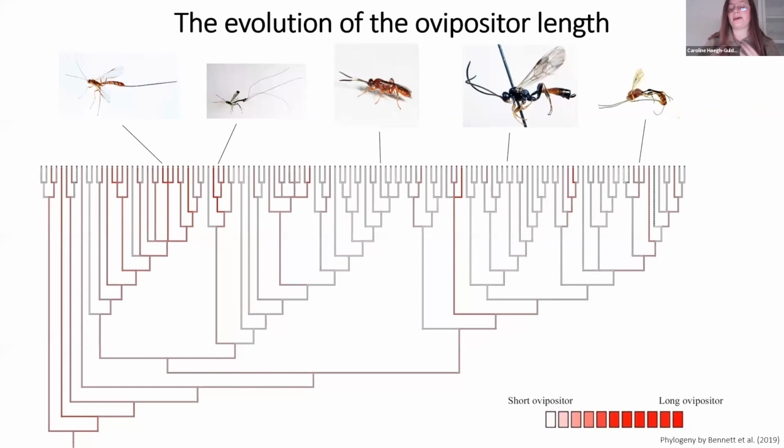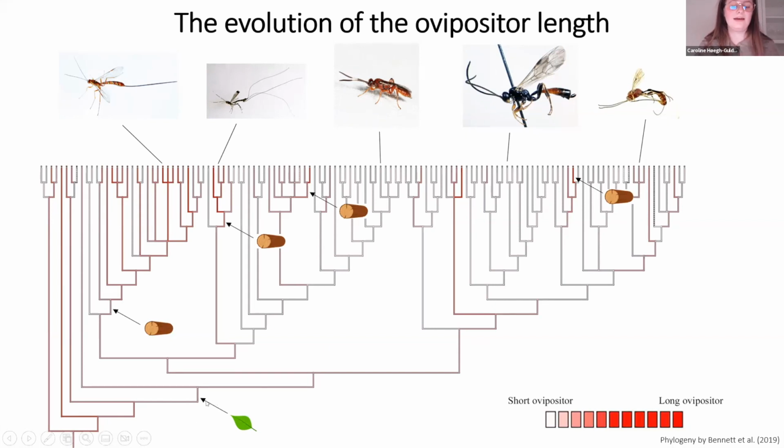So we measured the lengths of the ovipositor relative to their metasoma, and then we plotted it on a phylogeny made by Bennett et al. in 2019. And then we also took data on the substrate that their host lived in and plotted that on the phylogeny as well. And I'm just going to ask if you can see my mouse.